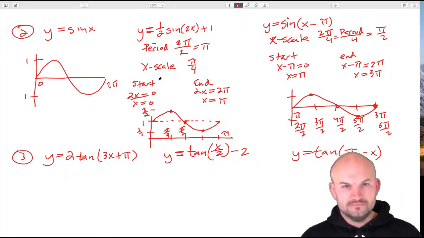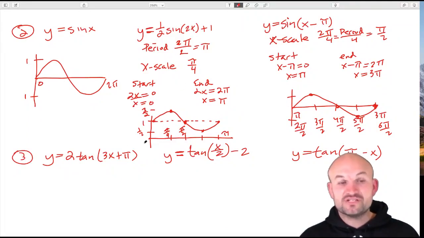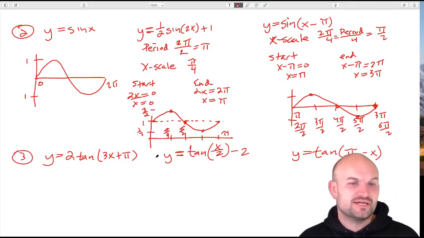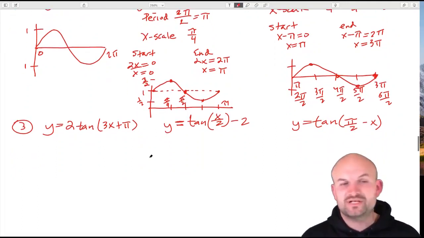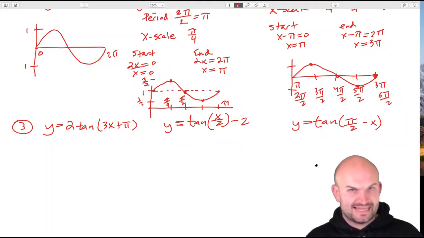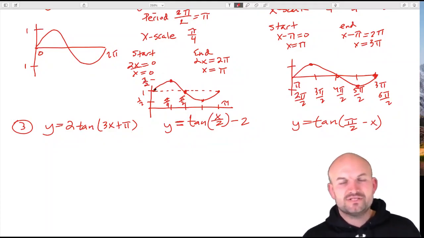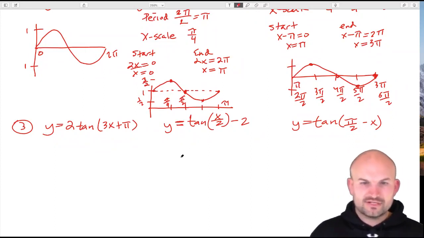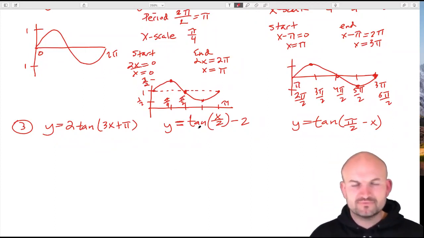Now, as far as for tangent, I don't do the period divided by 4 for the x scale. I do the period divided by 2, because when you look at the tangent function, there's only two important points: the asymptotes and the x-intercept, and that's it. So let's go ahead and take a look at this one.